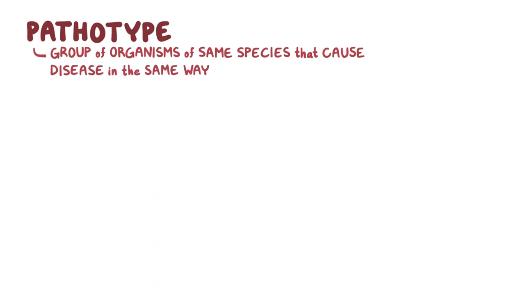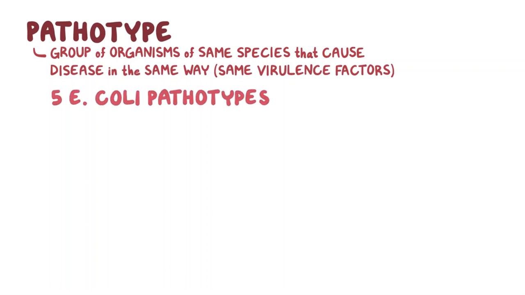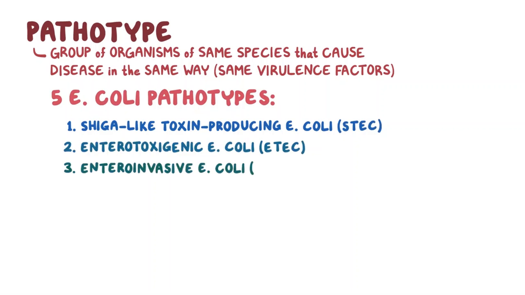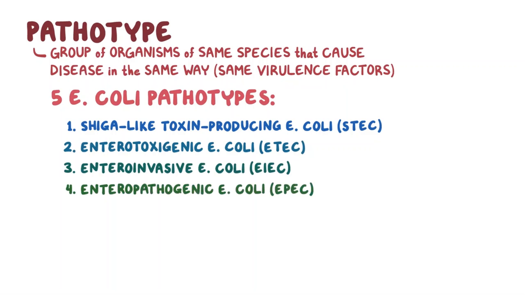Thankfully, there's a much simpler classification, and that is based on pathotypes. A pathotype is a group of organisms of the same species that cause disease in the same way, meaning they use the same virulence factors. And there are 5 E. coli pathotypes. Shiga-like toxin-producing E. coli, or STEC for short, enterotoxigenic E. coli, or ETEC, enteroinvasive E. coli, or EIEC, enteropathogenic E. coli, or EPEC, and uropathogenic E. coli, or UPEC.